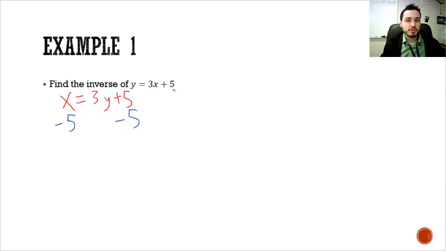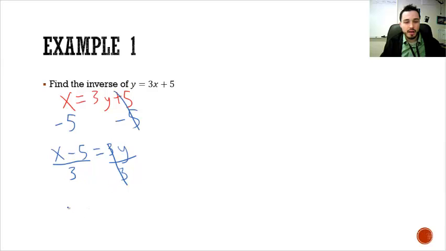You're basically doing reverse PEMDAS steps here, so addition and subtraction need to be gotten rid of first. So then on the left side I've got x minus 5 equals 3y. To get rid of the 3, what is it doing to the y? It's multiplying, so I divide both sides by 3. I don't just divide the x by 3, I divide the entire side, one big old fraction, by 3.